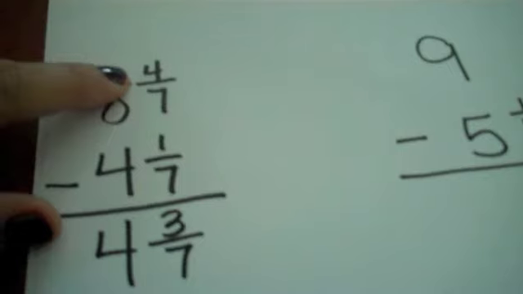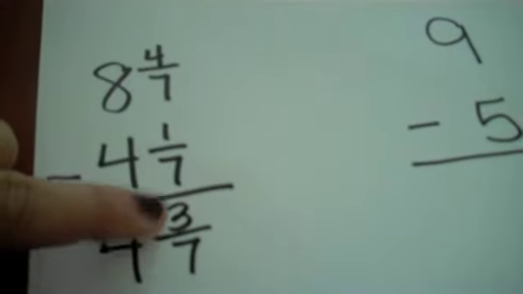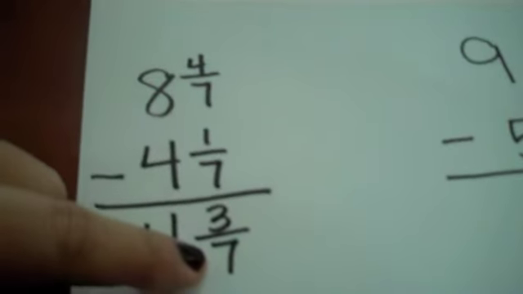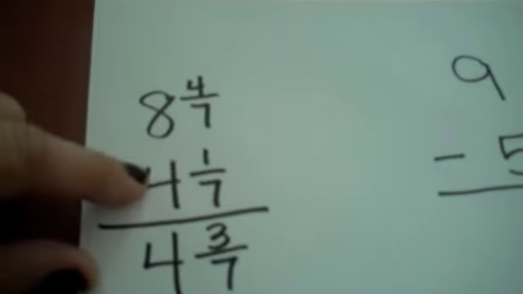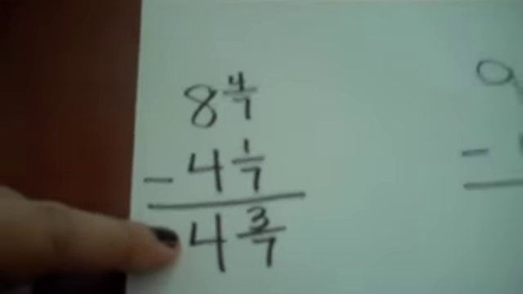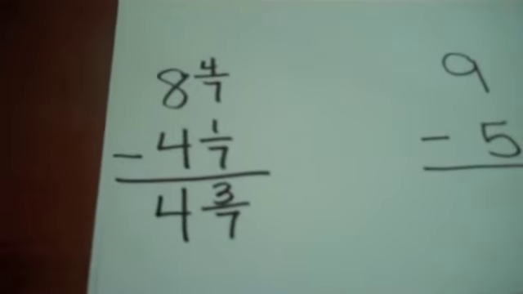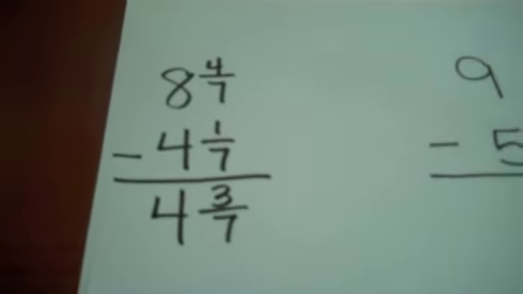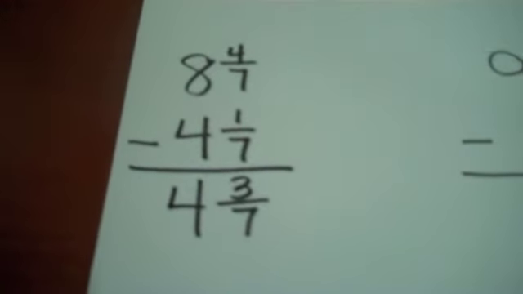I subtracted 4 minus 1, and I got 3, so I moved my denominator down as well. My numerator is 3, my denominator is 7, and then I did 8 minus 4, and I got 4. I'm sorry, I almost said 3. I got 4, and so my answer to this problem is 4 3/7. Again, really straightforward, nothing else I have to do. That's one of the easiest problems that your student will encounter.